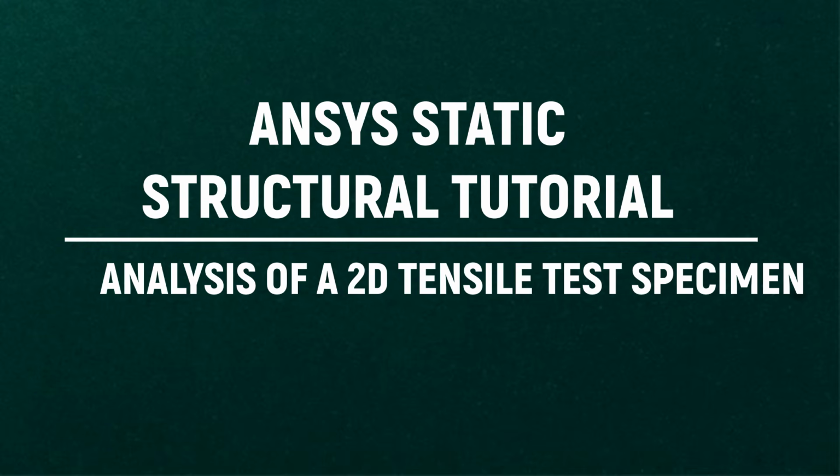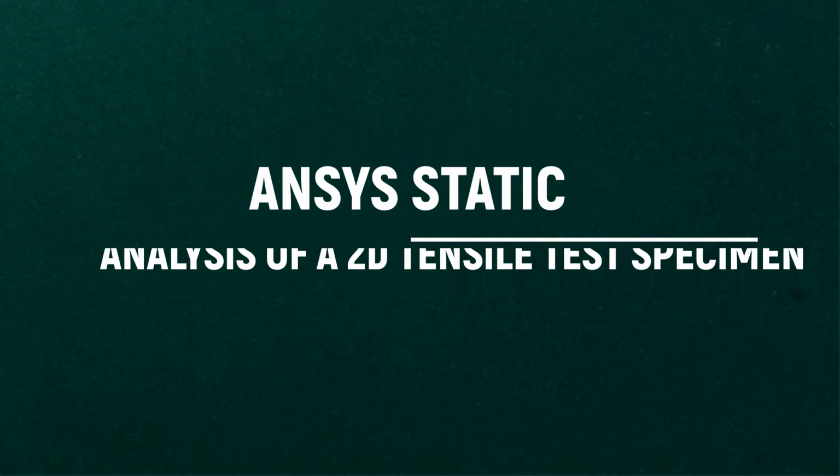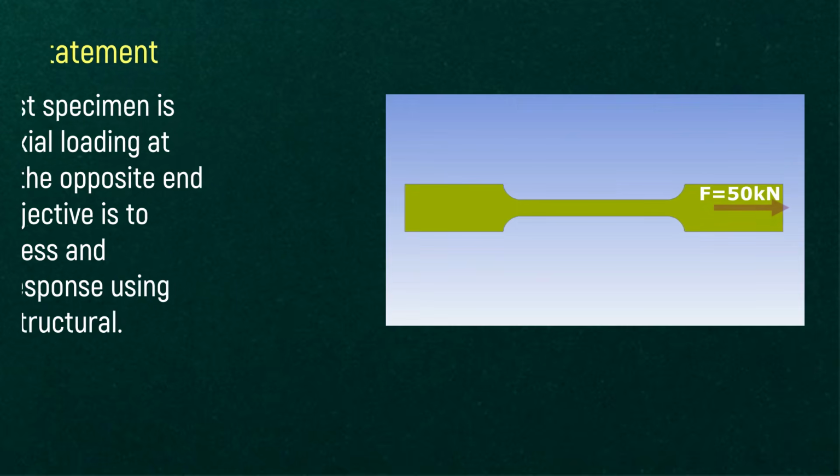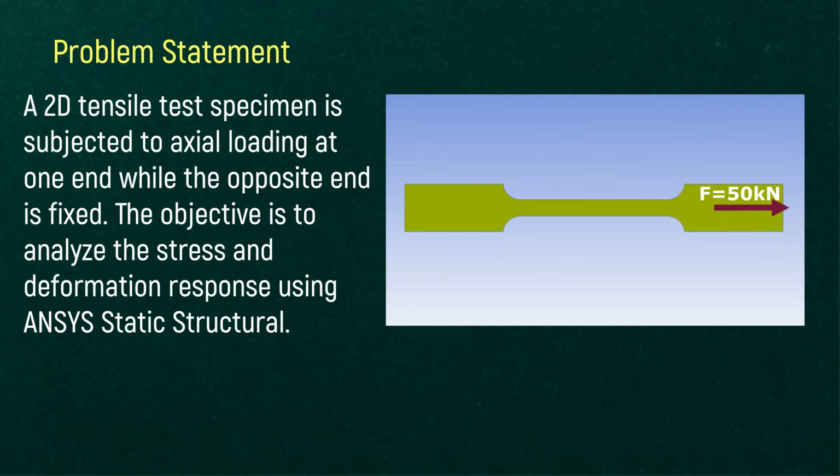In this video, we are going to analyze a 2D tensile test specimen in ANSYS Static Structural. It is a 2D tensile test specimen which is subjected to axial loading at one end while the other end is fixed. We need to analyze it using ANSYS Static Structural.